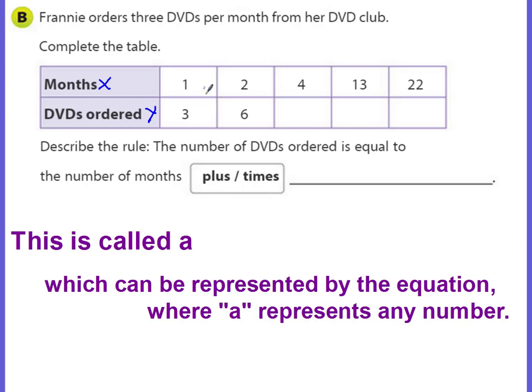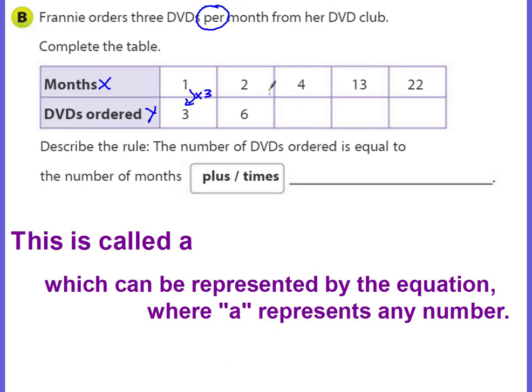So in 1 month, 3 DVDs are ordered. In 2 months, 6 DVDs are ordered. So we need to find the rule. We're getting larger. We can go from 1 to 3 by adding 2, but the same rule has to apply in the whole table. So if I add 2 to 2, that doesn't give me 6. So we know that it's not going to be addition. Plus, our clue word is per month, and per means to multiply. So you're going to multiply the number of months by 3.